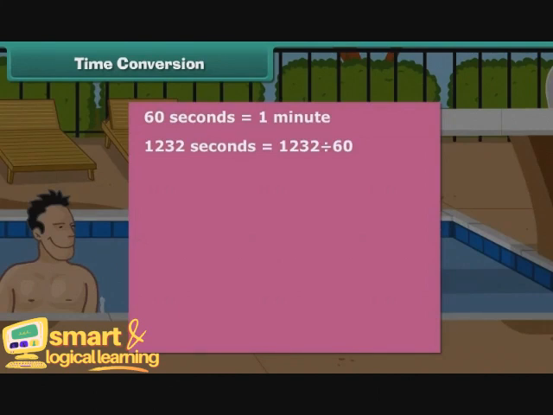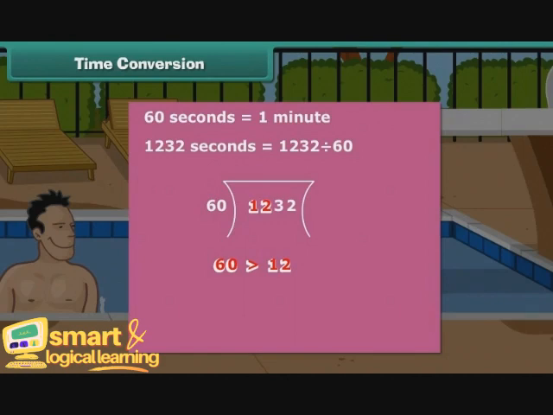1232 seconds is equal to 1232 divided by 60 minutes. To divide 1232 by 60, write the two numbers as shown. Take the first 2 digits of 1232 together, that is 12.